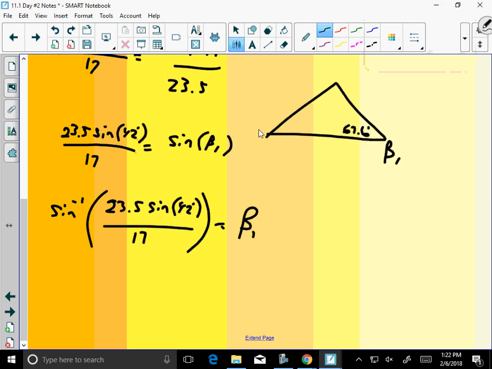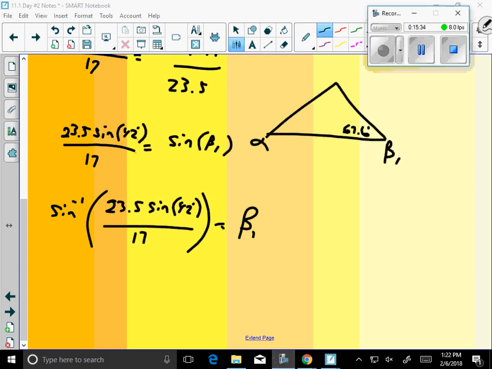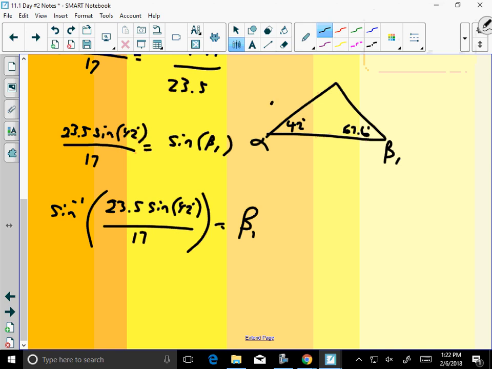I'm just going to round to one decimal place. Alpha was 42, was it? 42. This was 23 and a half. This is 17. Could you find the value for gamma 1? Yeah, add 42 and 67.6, and subtract from 180. You could find that. You could also use law of sines to find this side, what I would call C.